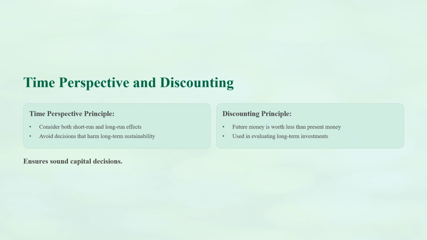The next principles are the time perspective principle and the discounting principle. In the time perspective principle, decisions should consider long-term and short-term effects. It avoids decisions that harm long-term sustainability, so it ensures sound capital decisions. Whereas in the discounting principle, future income and cost must be converted into today's value, and it helps in pricing and investment decisions in the long term.